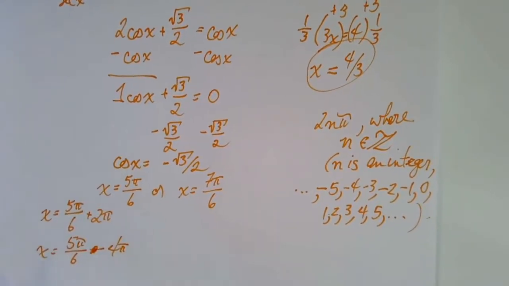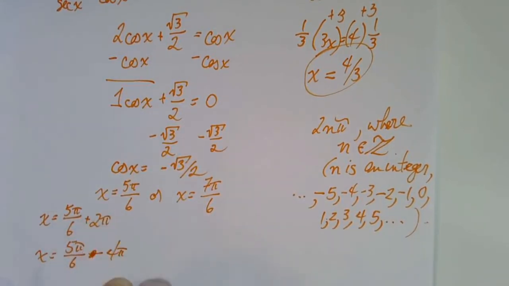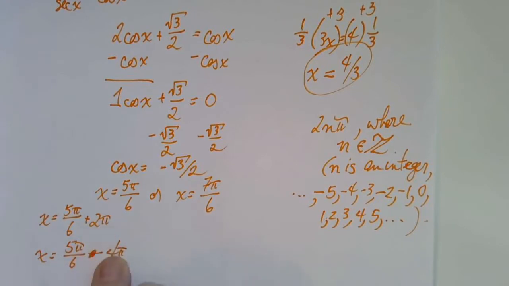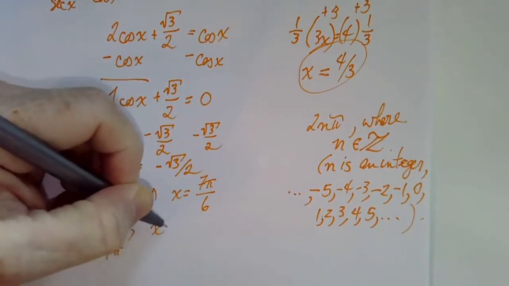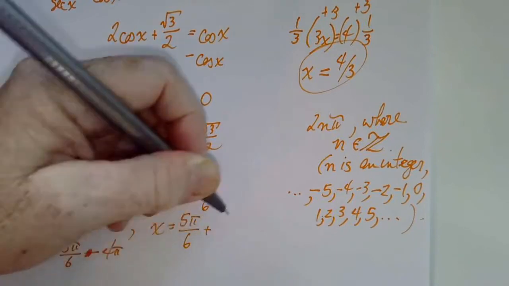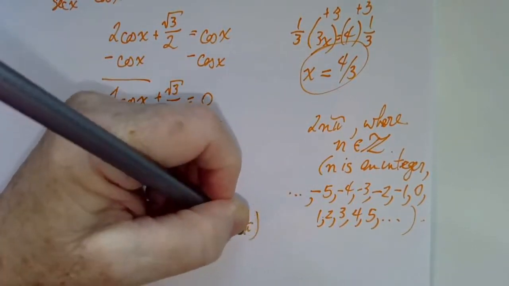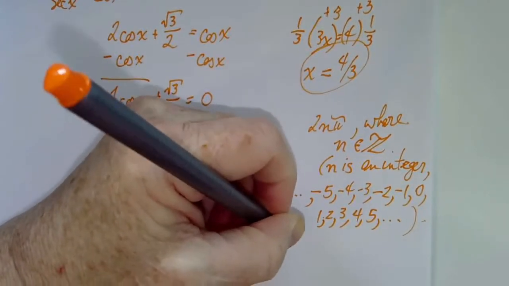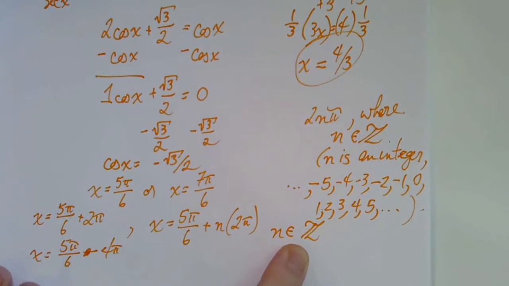That's also a solution because I'm going right around the unit circle. I'm landing on the same place. These will be coterminal angles. And the way that I can summarize this idea is by adding x is equal to 5 pi over 6 plus n times 2 pi, where n is an integer. This is a Z with a double bar.